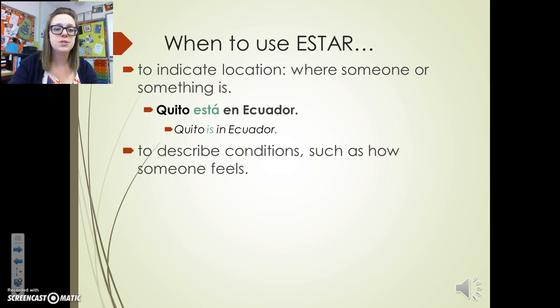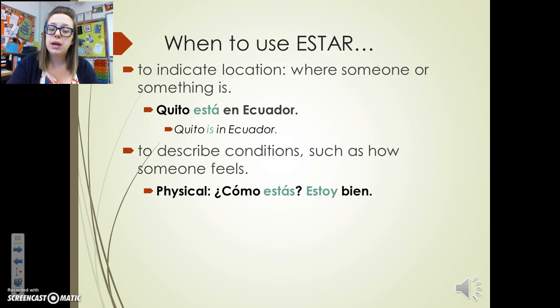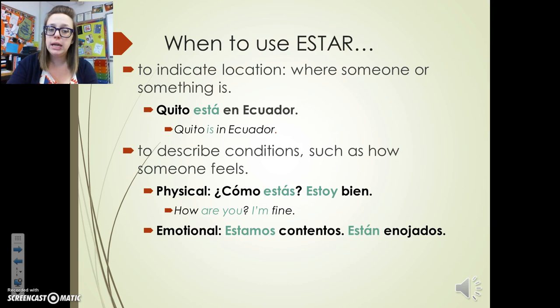You will also use estar to describe conditions, such as how someone feels. So this can be physical, like ¿Cómo estás? Estoy bien. How are you? I'm fine. Or it can be emotional. Estamos contentos, or están enojados. We are happy. They are angry.